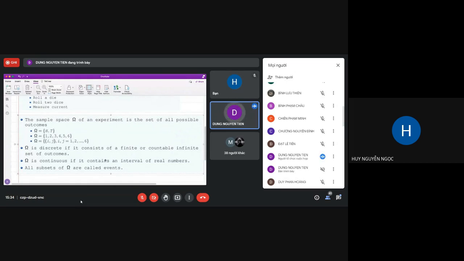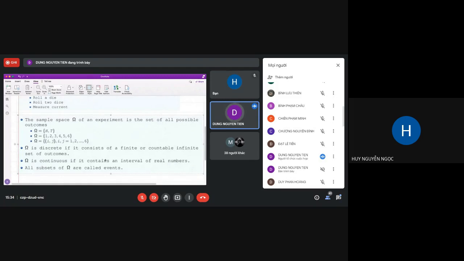Or you roll a die, you can get the set of 6 values, 1, 2, 3, 4, 5, 6, and then that set is again the sample space. Or you roll 2 dice, you can get it. Now, how about the types of sample spaces?